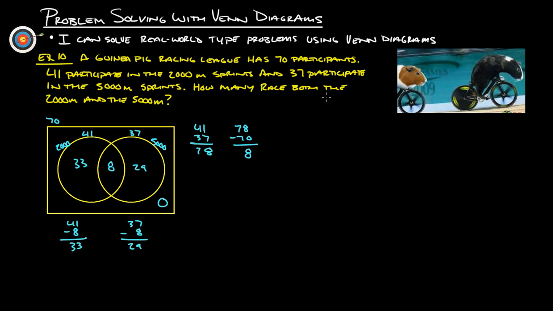So then it says how many race in both the 2,000 and the 5,000? That's the 8 right here. The 8 from the middle.